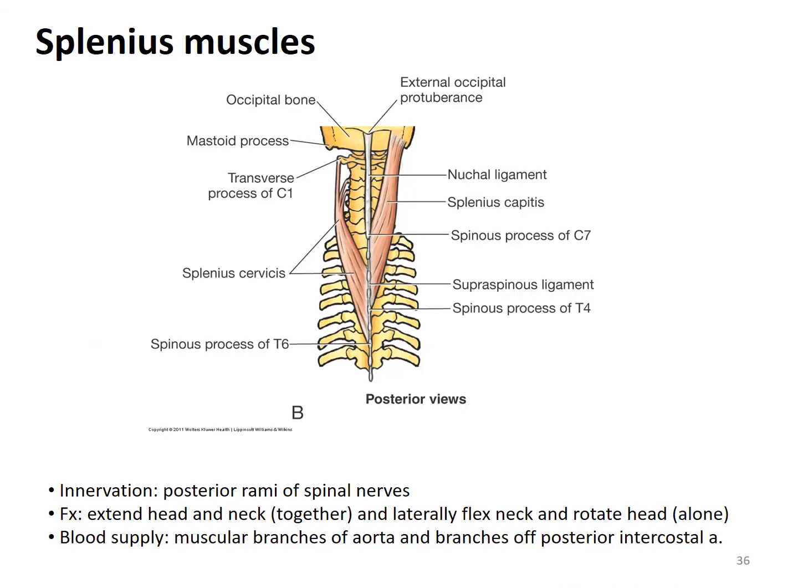Splenius muscles. Your splenius muscles, the splenius cervicis and the splenius capitis, are innervated by posterior rami of spinal nerves. Their function is to help extend the head and the neck together, but also to laterally flex and rotate the head alone. Blood supply is from a couple of muscular branches of the aorta and some branches of the posterior intercostal arteries.